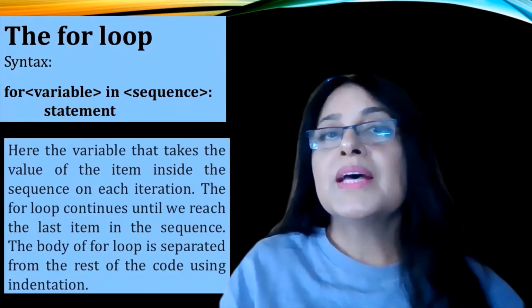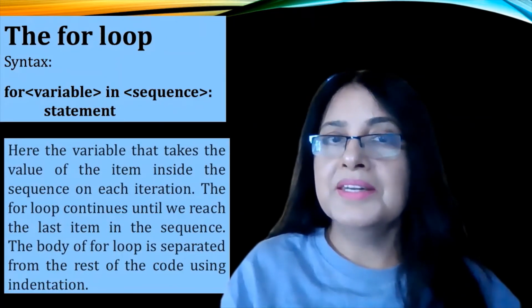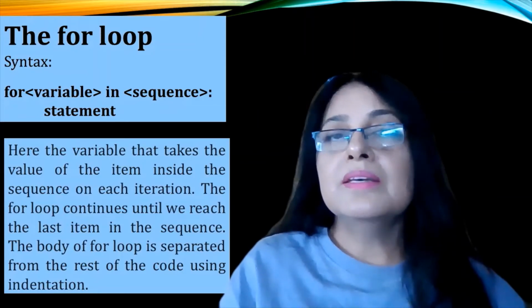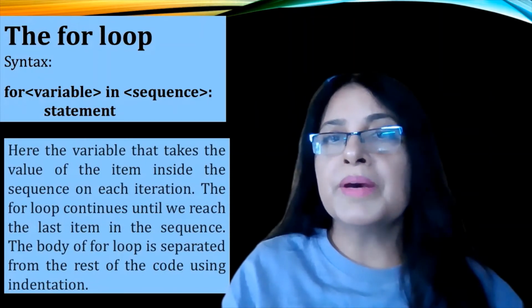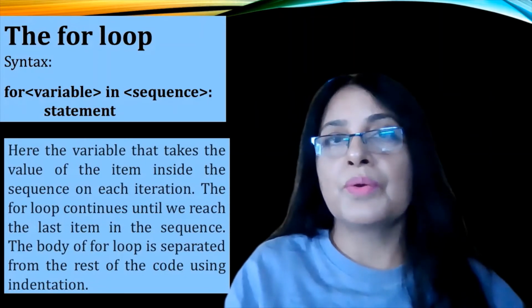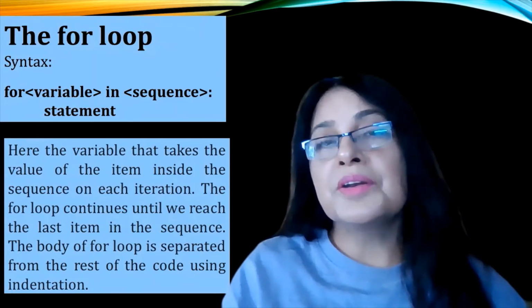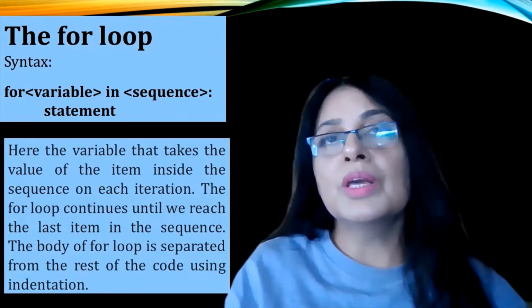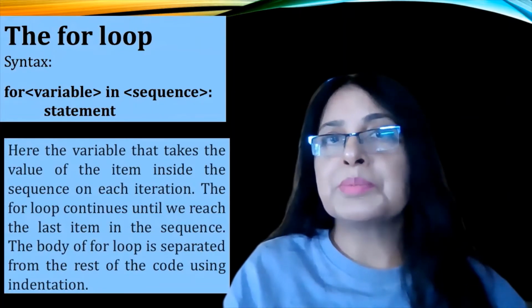The for loop has a syntax using two keywords, for and in. For is followed by any variable. In is followed by a sequence, and then we have the colon followed by a group of statements within the for loop. Now, the sequence could be either generated by range, or it could be a string, list, tuple, or dictionary. We'll be doing these in our examples.